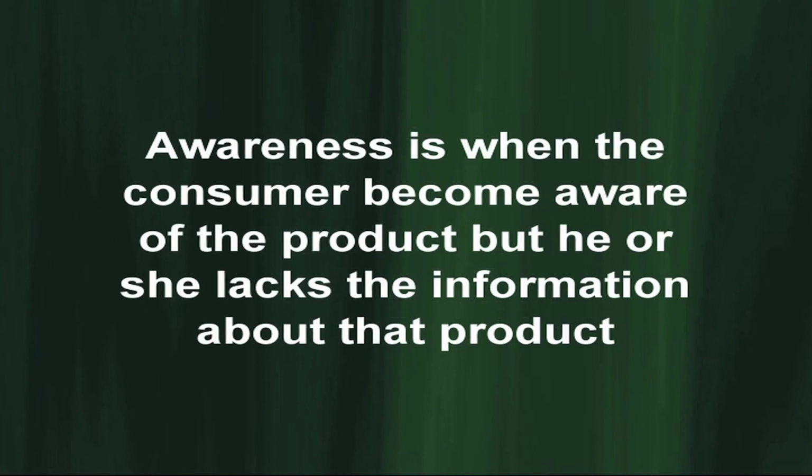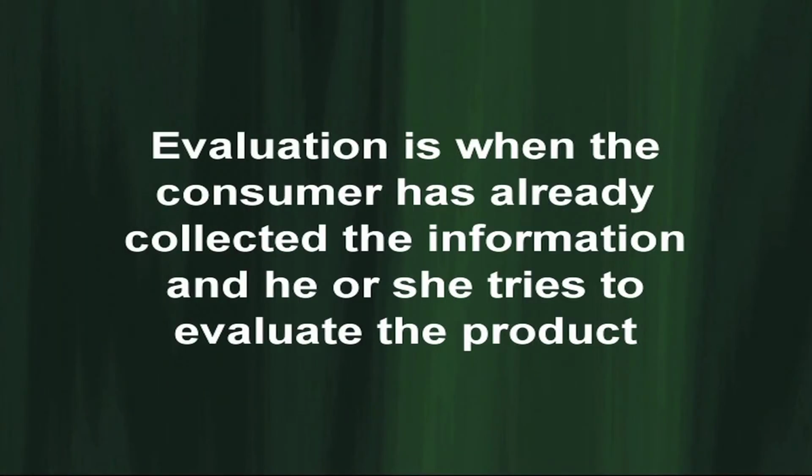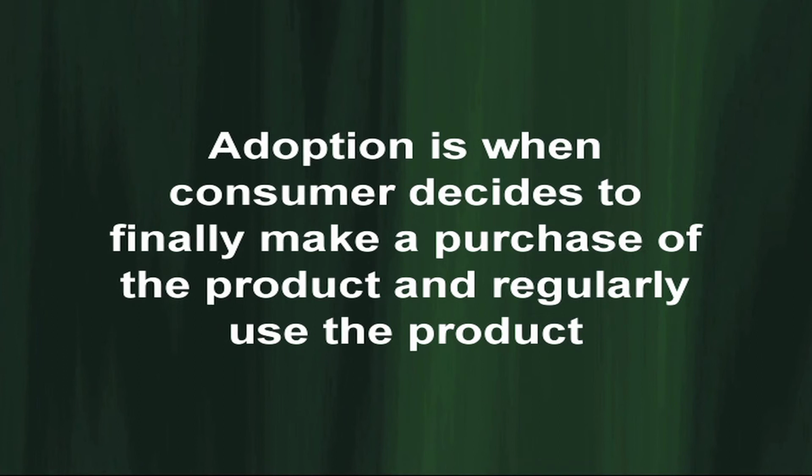Awareness is when the consumer becomes aware of the product, but he or she lacks information about that product. Interest is when the customer is aware of the product and he or she tries to collect information about that product. Evaluation is when the consumer has already collected the information and tries to evaluate the product. Trial: once he or she has evaluated the product, he or she would like to make a trial or use the product before making a decision to buy. And finally, adoption is when the consumer decides to finally make a purchase of the product and regularly use the product.